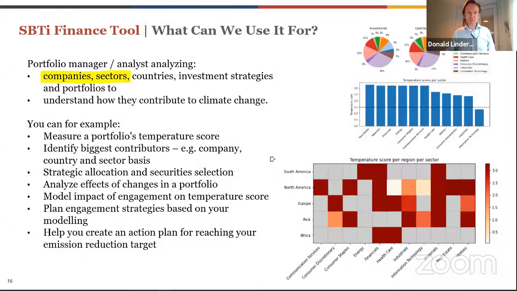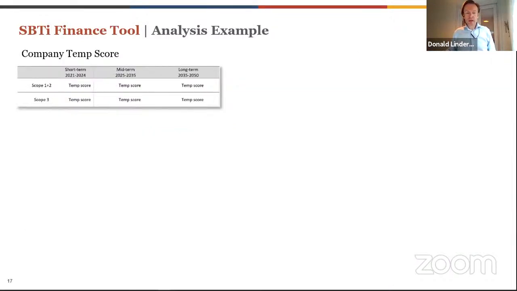So what can you use it for? Well, portfolio managers can naturally analyze companies and sectors and understand how they contribute to climate change, and obviously measure a portfolio's temperature score, identify the biggest contributors for strategic allocation decisions, for example. More importantly, you can model the impact of engagement on the temperature score in a portfolio, and therefore you can plan your engagement strategies to make sure that you get the most bang for your buck when you engage with these companies. So this is a quick example of what the analysis could look like.